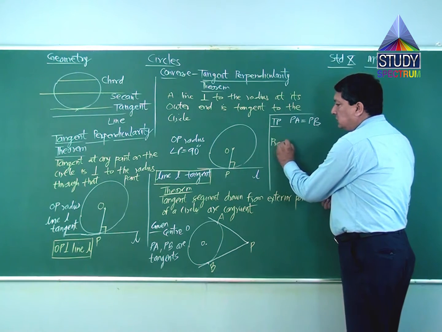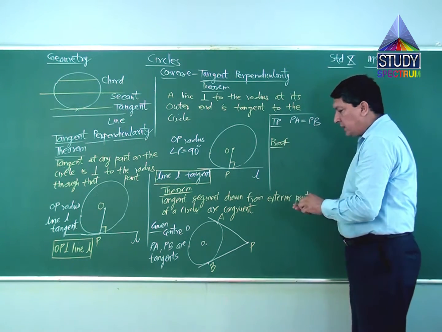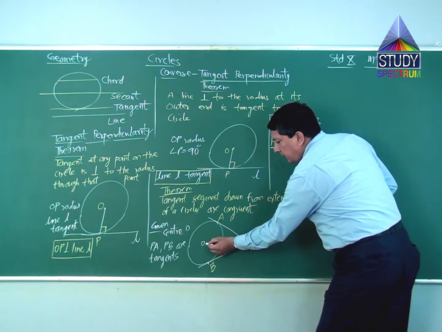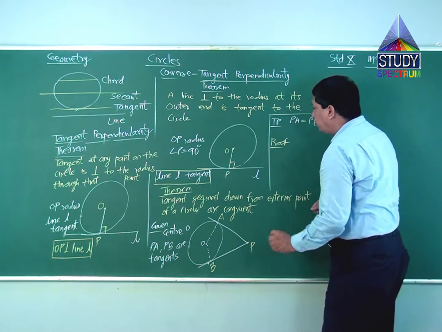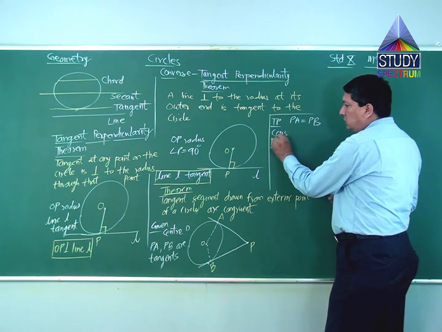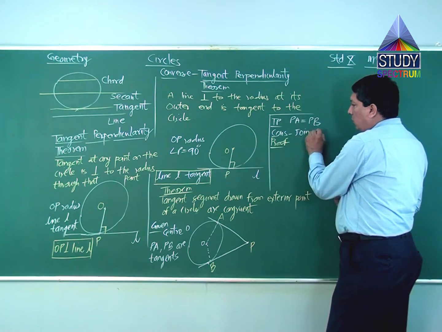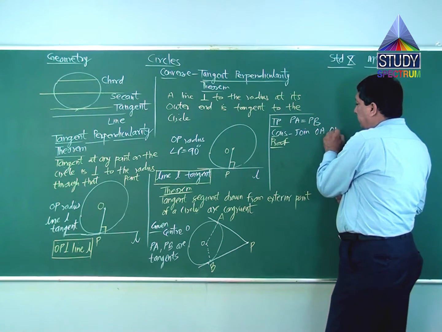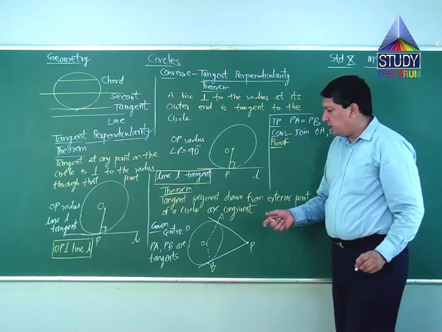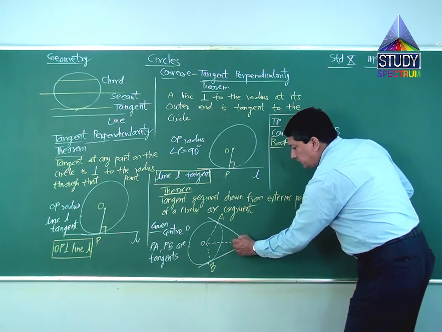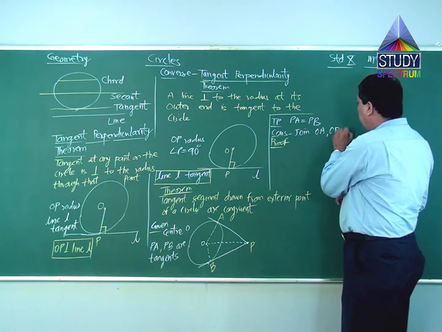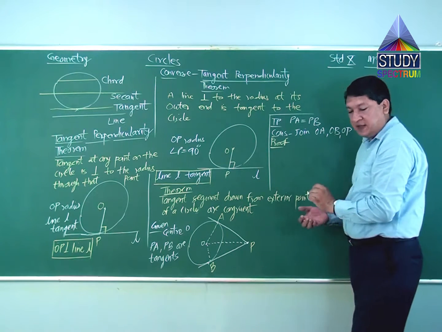Proof of this: what we are doing is joining OA and OB. Construction: join OA, OB. Now we will do the proof of this. Also, we need to join OA, OB and OP. So three things I have done.